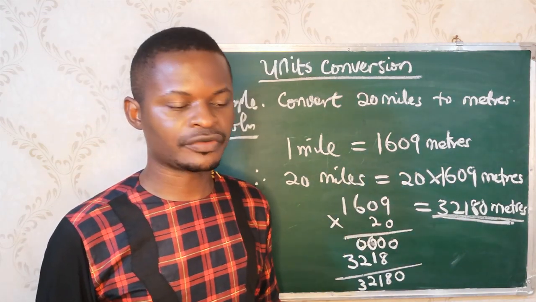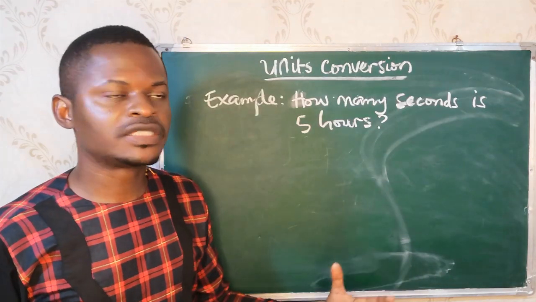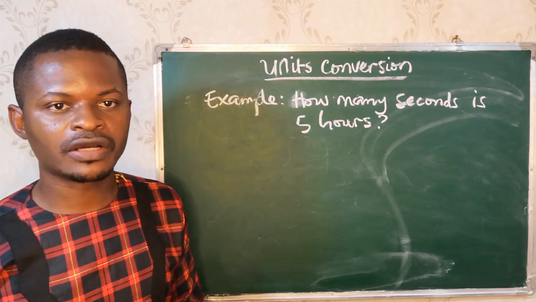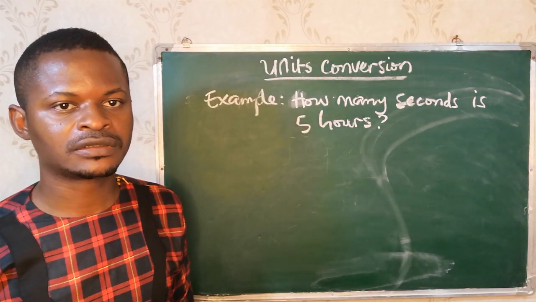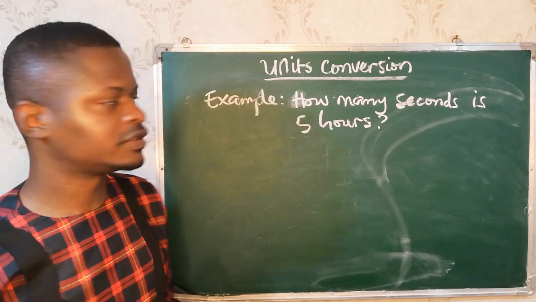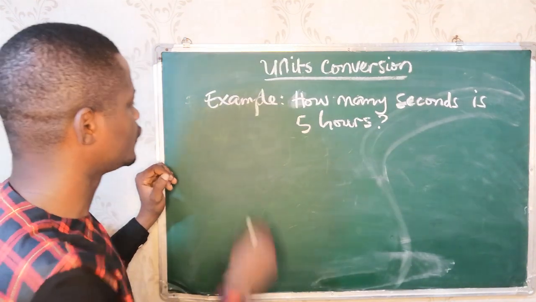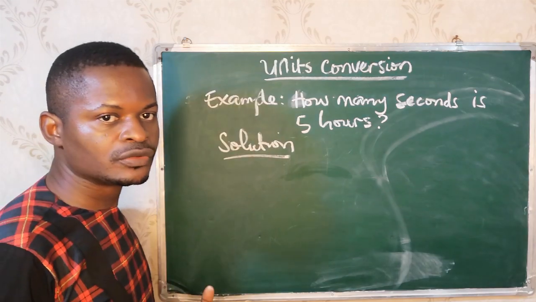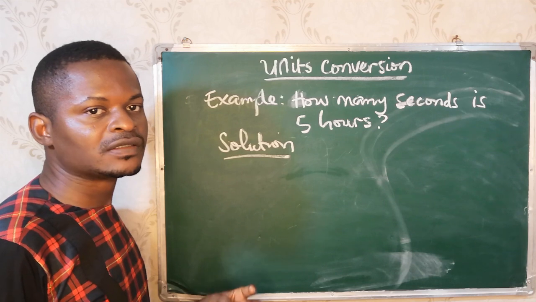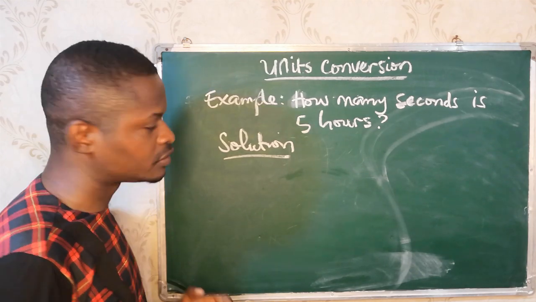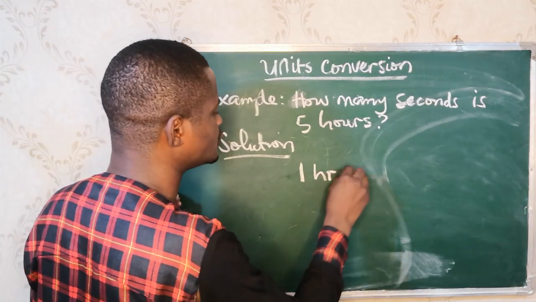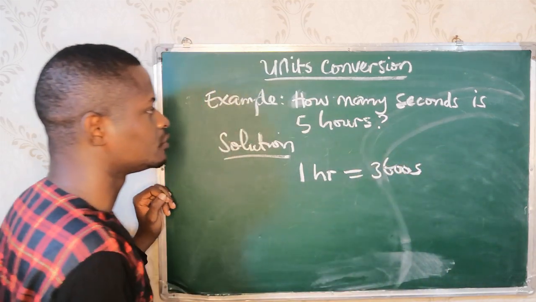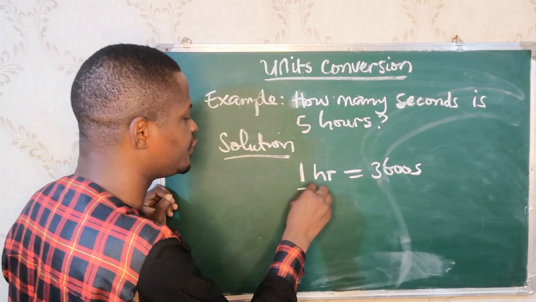Now let's look at another example. So here the question says, how many seconds is 5 hours? How many seconds is 5 hours? So how do you treat a problem like this? Solution. I already told you that 1 hour has 3,600 seconds. So it means 1 hour is equal to 3,600 seconds. So how many seconds will now be in 5 hours?